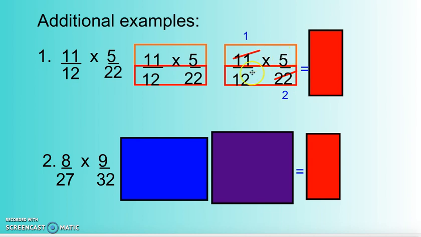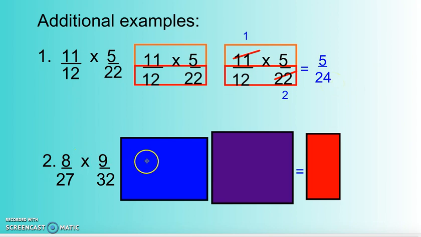Now, 5 and 12, do you think those two go together? Is there a number that goes into both of them? No. So I'm going to leave it as is, and I'm going to do my last step. I'm going to multiply straight across. 1 times 5 is 5, and 12 times 2 is 24. So my answer is 5/24.